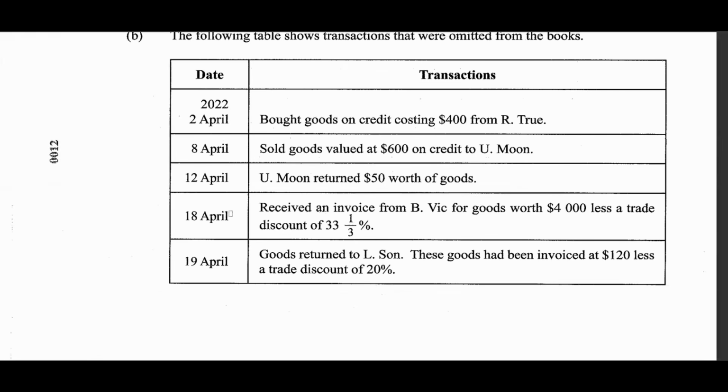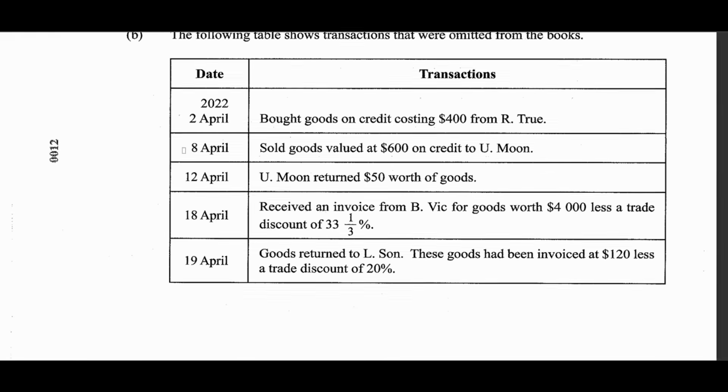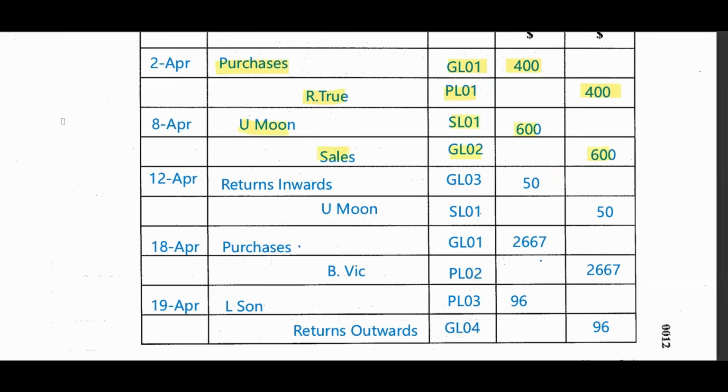Now moving on to the 12th of April. UMoon returned $50 worth of goods. Again, this is returns inwards from a customer. So the correct general journal should be debit returns inwards, credit UMoon in the amount of $50. Now again, returns inwards will be going to our general ledger, hence GL03. UMoon is our supplier, well, is our customer in fact, so SL01.